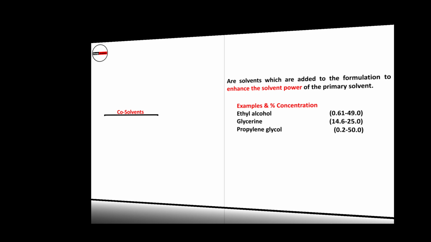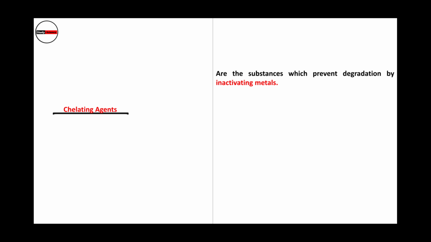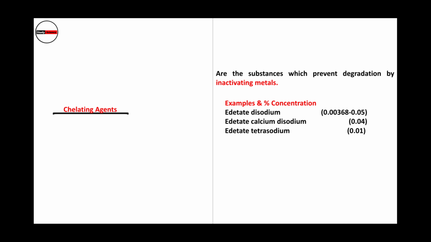The next additive which we use in parenterals is chelating agents. Chelating agents are added to parenteral preparations to prevent degradation by inactivating the metal ions. Here are some examples of chelating agents. Edetate disodium, concentration range is 0.00368 to 0.05%. Edetate calcium disodium, range is 0.04%. Edetate tetrasodium, concentration is 0.01%.